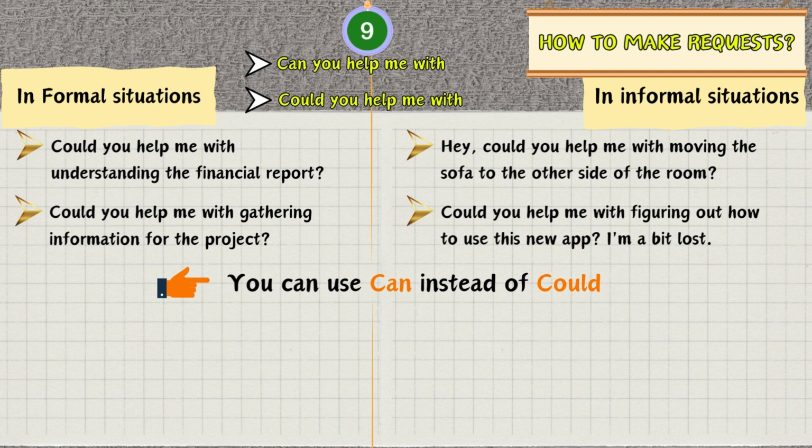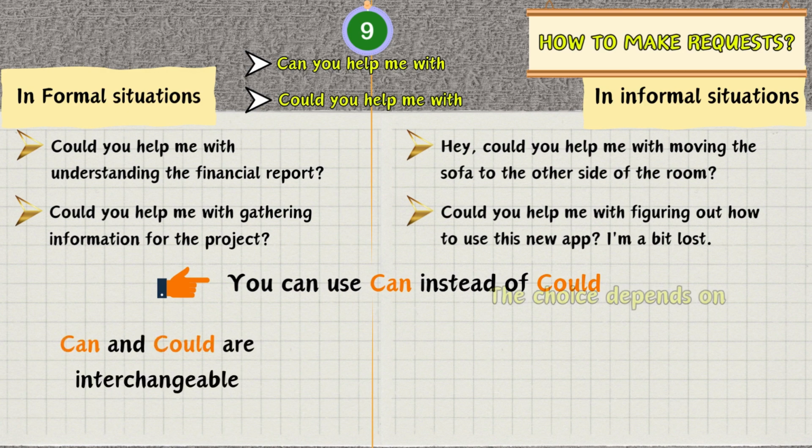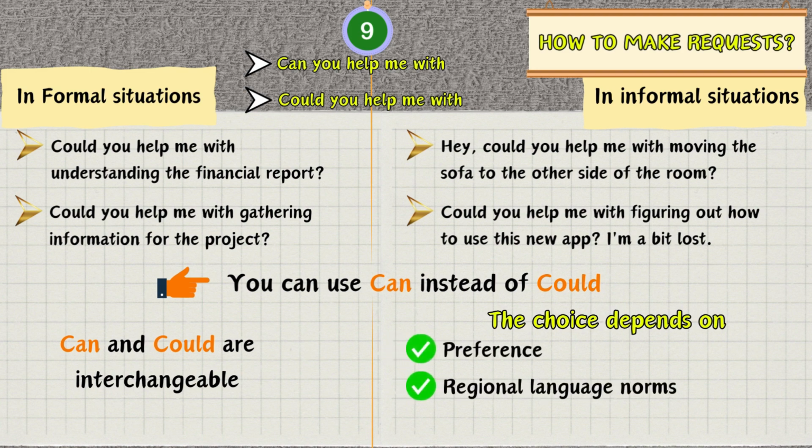In everyday conversation, many people use can you and could you interchangeably when making requests. The choice between them often depends on personal preference, regional language norms, or the specific tone you want to convey. Both versions are considered polite and appropriate in these contexts.